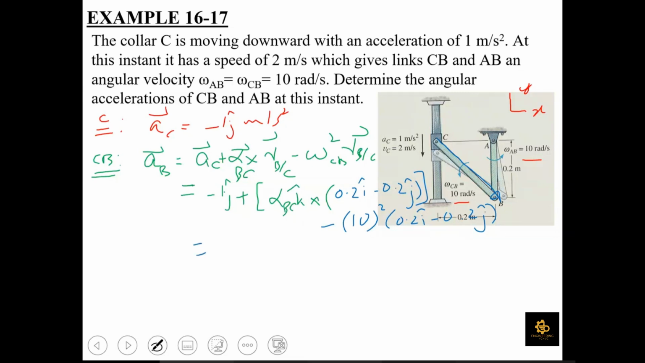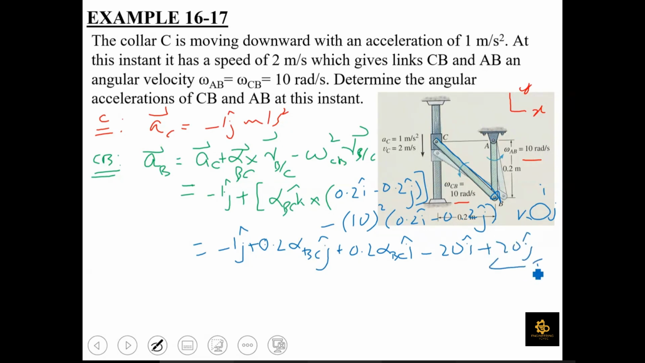Once you solve it, the right hand side would become minus 1j. जहां तक ताल्लुक इस अल्फा क्रॉस आर का है, तो अगर हम फर्स्ट टर्म की बात करें, it is going to be 0.2 alpha BC k cross I is j, so this would become j और ये पॉजिटिव साइन आएगा. सेकंड केस में आपका ये नेगेटिव साइन है, 0.2 alpha BC and k cross j would become minus I, so this would become plus I. And further ये right side पे जो टर्म है 100, 10 square आपका 100 आ जाएगा multiply by 0.2, so it is going to be minus 20 I plus 20 j. ठीक है, let me call it as equation number 1, and this represents the acceleration of point B. Clear है यहाँ तक? Yes, sir.